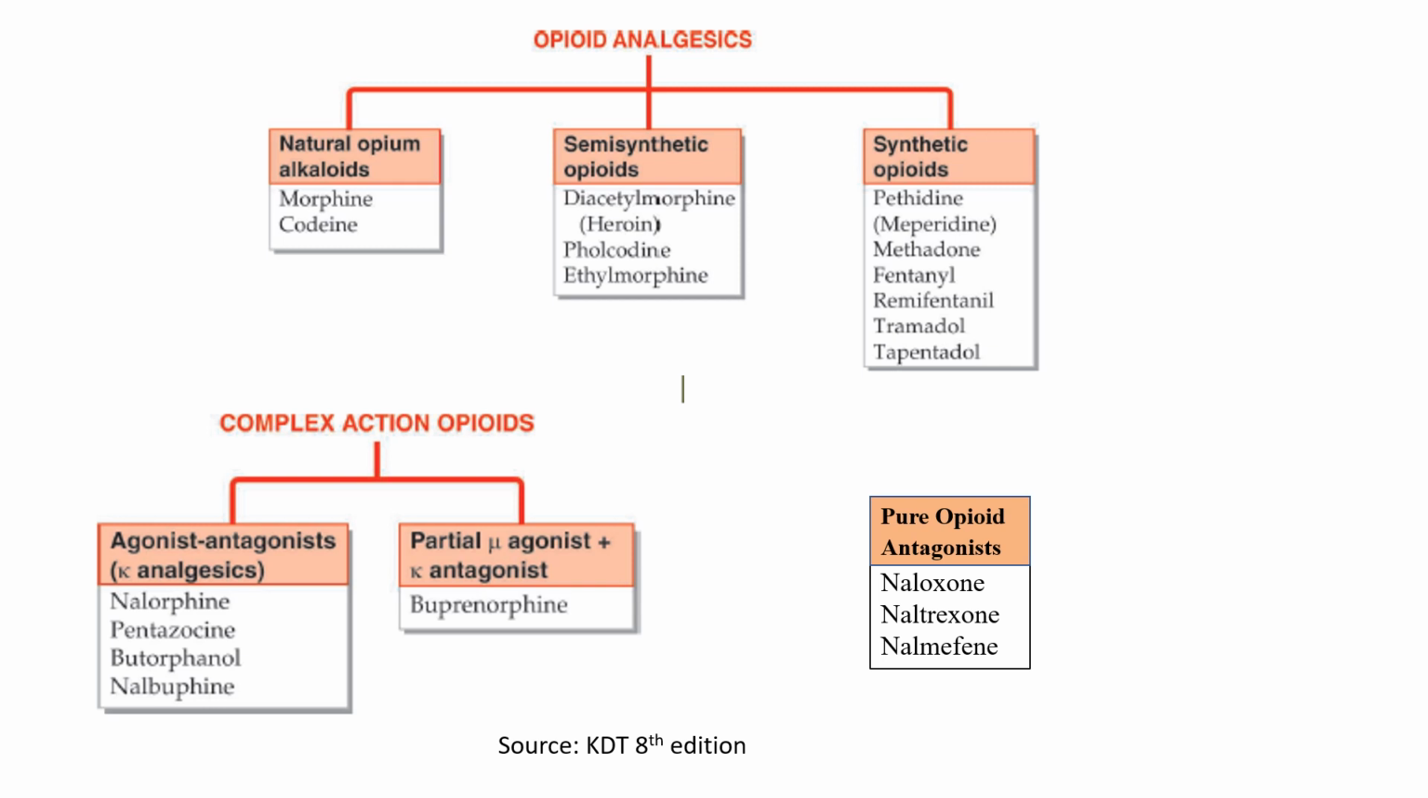And you have pure opioid antagonists: naloxone, naltrexone, nalmefene. So these are all the classifications of opioid drugs. You have pure opioid agonists, mixed agonist and antagonist, and pure opioid antagonists.